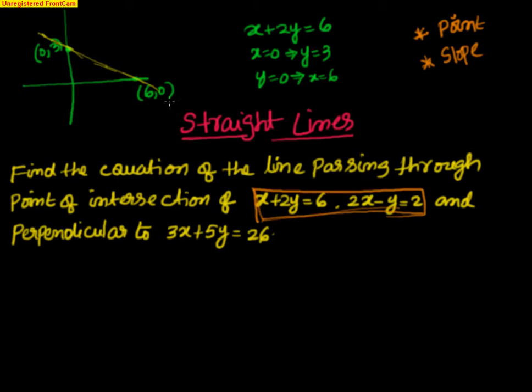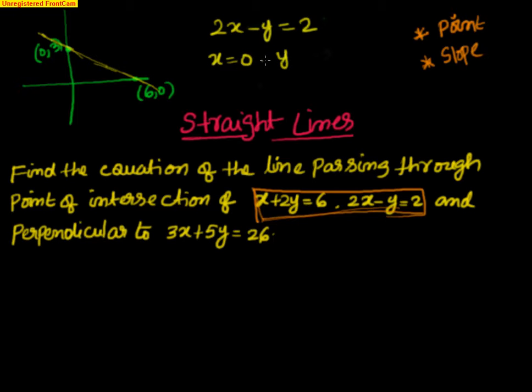Let me draw the second one. What is the second one? 2x minus y equal to 2. Let me utilize that space again to do the graph part. Let us plot this one too. If I put x equal to 0, I see that y equals minus 2. So I will go somewhere down here. This is my point, I'll put it in a different color. This is 0 comma minus 2.